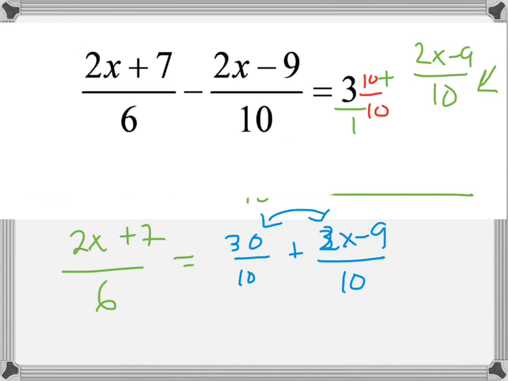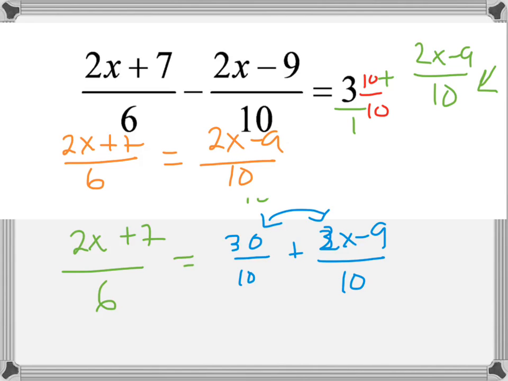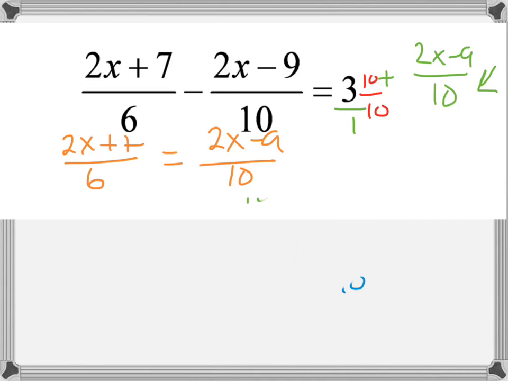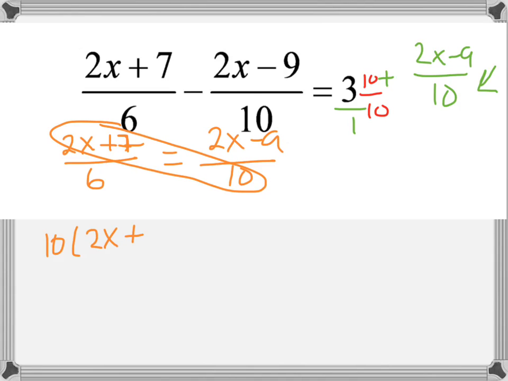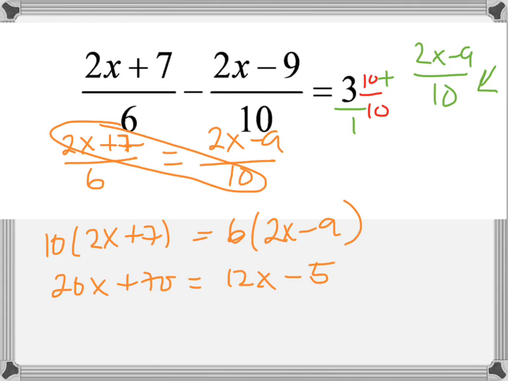So let me give myself some space up here. On the left-hand side, I have 2x plus 7 over 6, and that's equal to 2x minus 9 over 10. Now I have a proportion, so I can use the cross products. I'm sorry, you should not keep erasing your work here because you have much more space than I do, but I don't have a lot of space here. So I have 10 times 2x plus 7 is equal to 6 times 2x minus 9. So 20x plus 70 is equal to 12x minus 54.